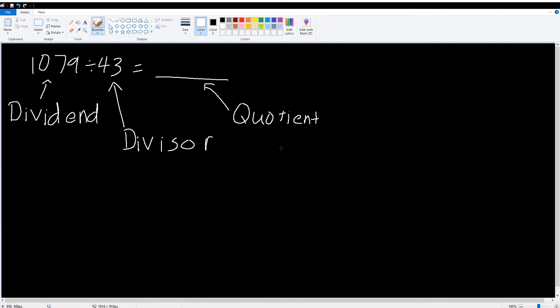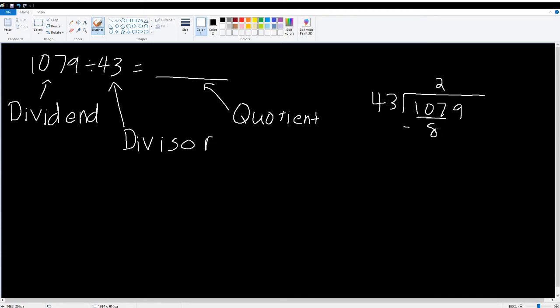So let's get into dividing 1079 by 43. Okay, so first thing we do in long division is we write this bar, right? And then we put 1079 inside, right? So we put the dividend inside and we put the divisor on the outside. So if you recall, you ask yourself, does 43 go into 1? No. Does 43 go into 10? No. Does 43 go into 107? Yes. 43 goes into 107 2 times.